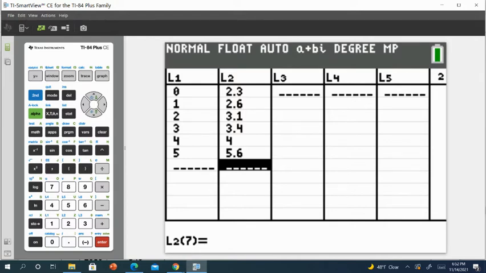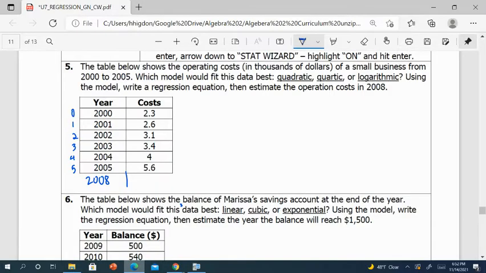Now we're going to compare the three. And what that means is I'm going to have to calculate the quadratic, the quartic, and the logarithmic and see which one comes closest to 1. Now we're comparing the R squared here, not the R. Remember, R squared is anything with a curve in it.